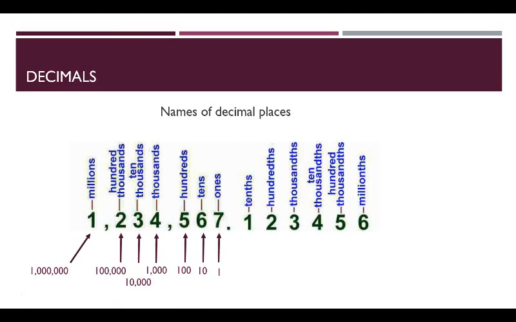After the decimal place, the place values are the tenths, the hundredths, the thousandths, the ten-thousandths, the hundred-thousandths, and the millionths. The tenths place is equal to 1 over 10. The hundredths place is equal to 1 over 100. The thousandths place is equal to 1 over 1,000, and so forth.